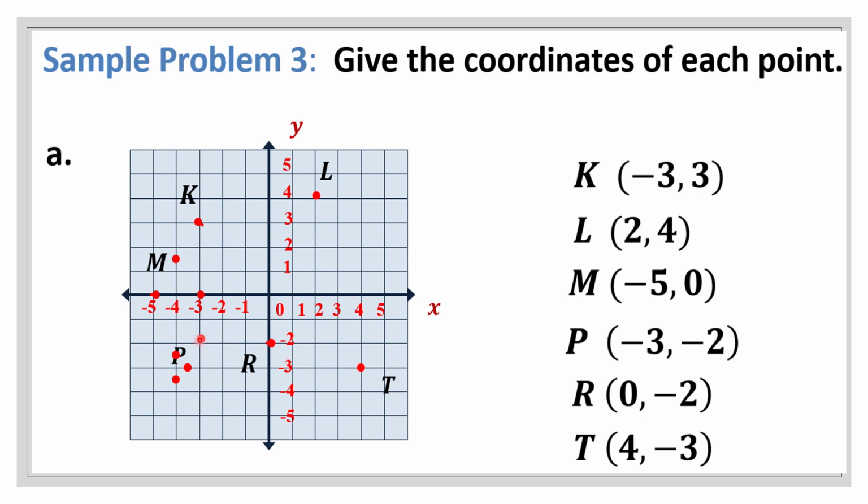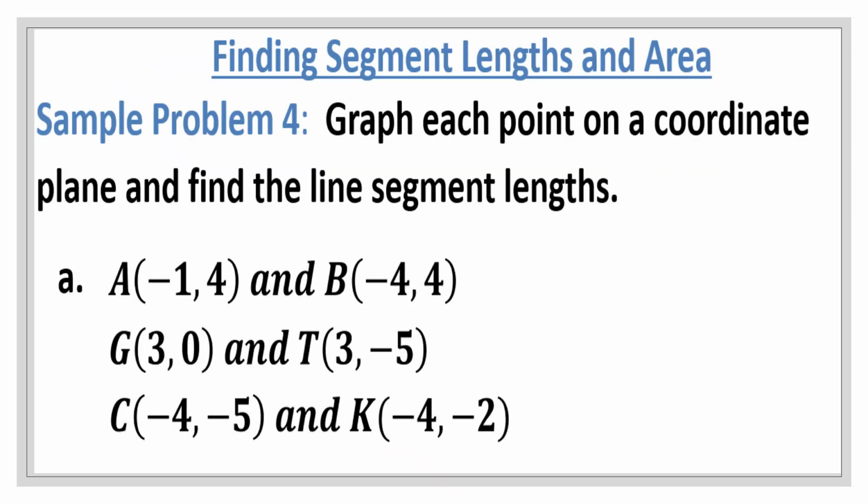This is the point P here. Okay, and then your R is 0, negative 2, so that means it's on the y-axis. And for T, we have positive 4 and negative 3. All right, so that's how we plot the coordinates of each point.